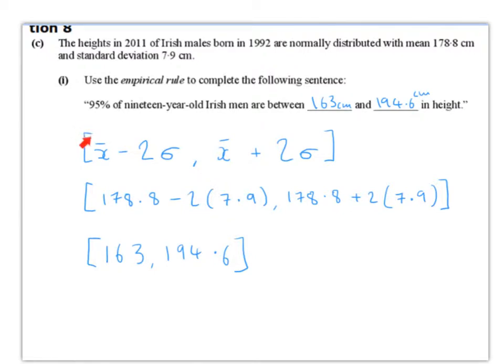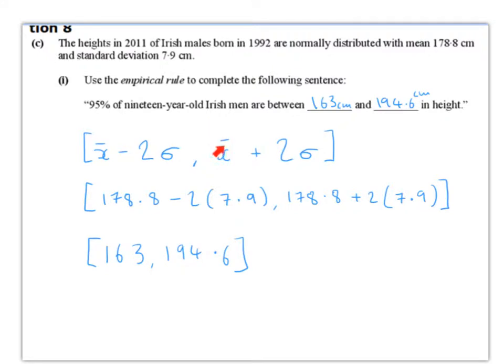So the mean is 178.8 centimetres. So we're going to subtract 2 times the standard deviation, which is 7.9 centimetres. And 178.8 minus 2 times 7.9 is 163.